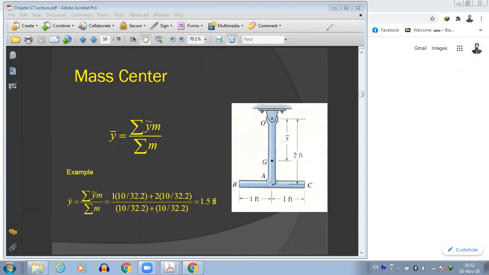I thought that you guys have covered how to find the mass center in statics. Am I wrong? Yes, we covered it. You covered it in statics, right? So I hope that things will be more clear to you.